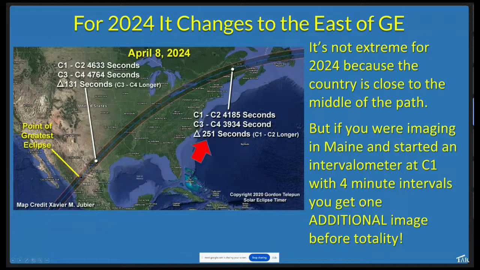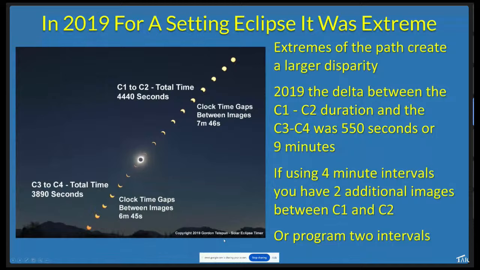In 2019, when I saw this setting eclipse on the end of the path, these disparities get even larger. For my eclipse, the duration between C1 to C2 and C3 to C4 was 9 minutes different. Now this set behind the mountains, so it didn't make a difference, but if you were using 4-minute intervals on an intervalometer, you would have had two additional images between C1 and C2 than you would have between C3 and C4.